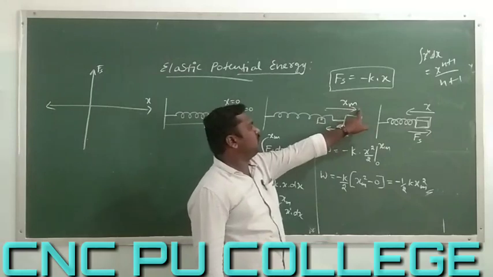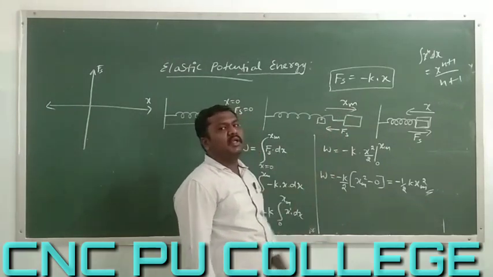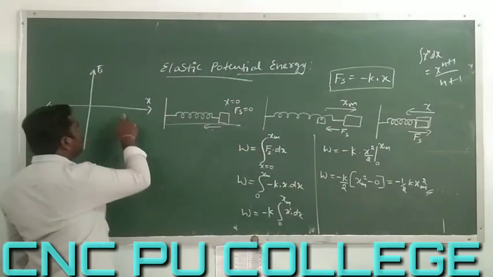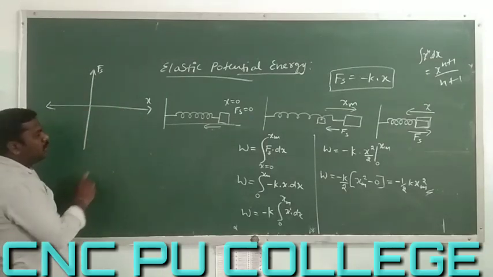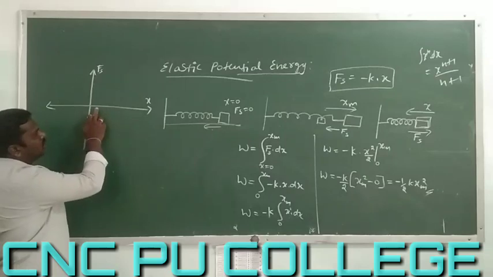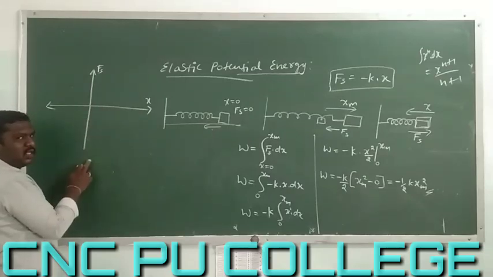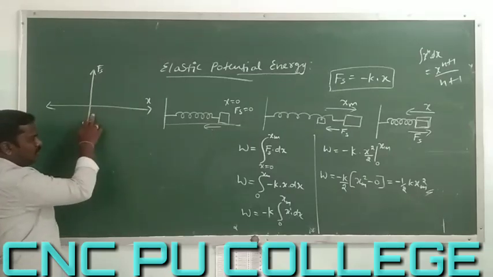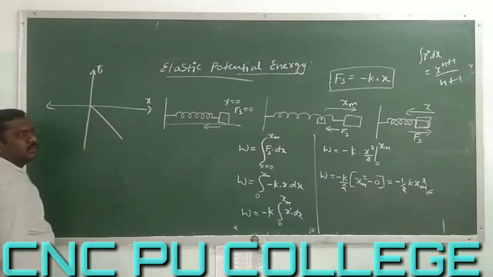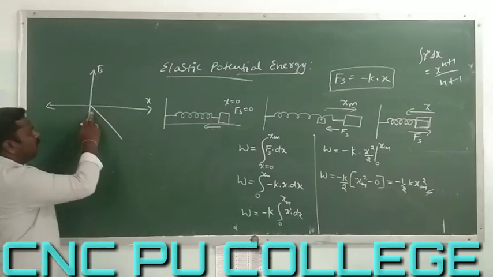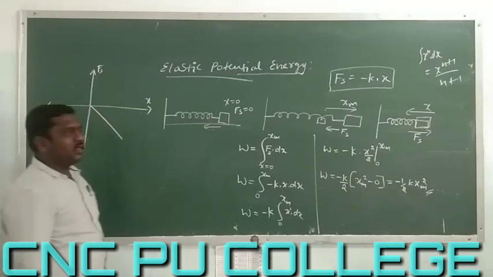If the displacement is positive, the spring force becomes negative. So the x value must be positive and the force value must be negative. Which quadrant does this fall in? That is the fourth quadrant, where the x value is positive and the force value is negative. So as x increases, the force also increases in magnitude. So we are going to have a linear curve like this.